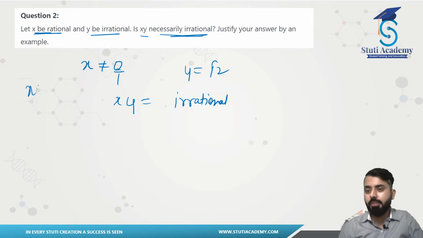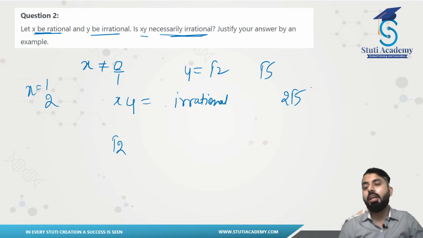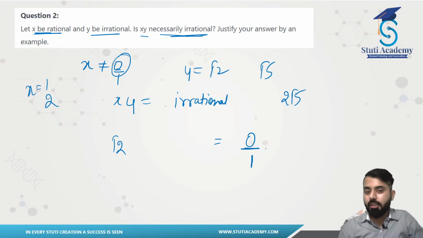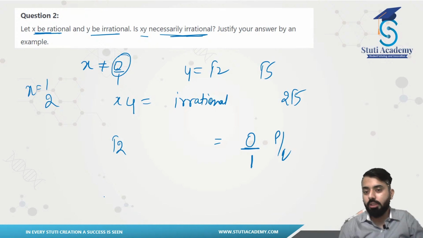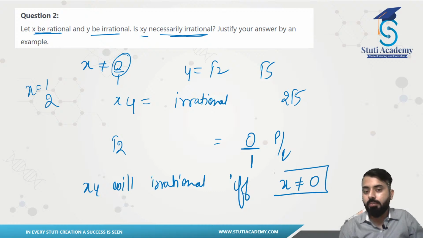So guys, see, if I assume x to be 1 and y to be square root 2, it will be what? Square root 2. If I assume x to be 2 and y to be square root 5, it will again be 2 square root 5. But once I have assumed x to be 0, my answer will end up being 0, which will be what? A rational. So you guys see, it is not necessary that xy will be irrational if x is being rational and y being irrational. This holds only, see, xy will be irrational if and only if x is not equal to 0. This is the condition here.